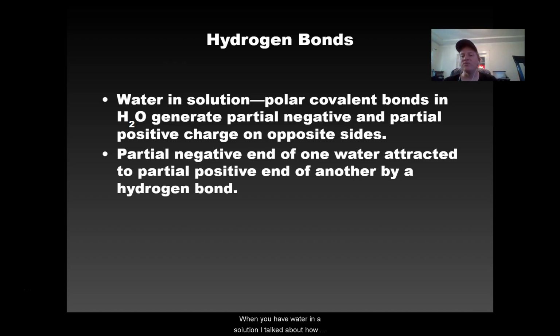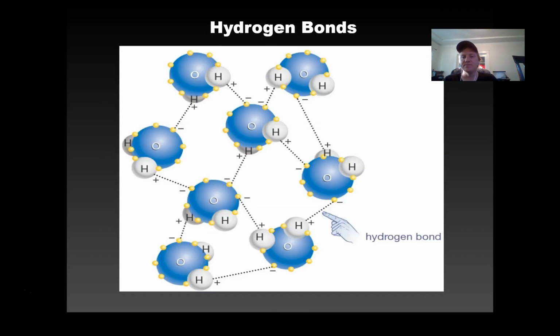But when you have water in a solution, I talked about how you have the oxygen being partially negatively charged. Well, that's attracting hydrogens from nearby water molecules. And that's what's causing this hydrogen bonding. Okay? The partial negative end of one water is attracted to the partial positive end of another water, and that forms the hydrogen bond. Here's a good picture of a hydrogen bond.